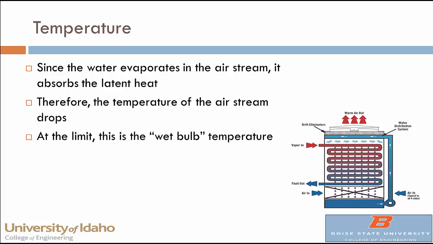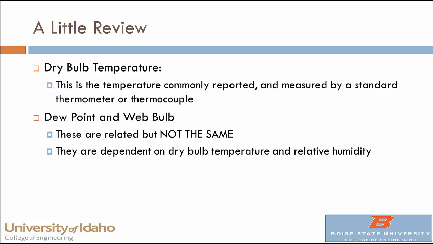So we can lower the temperature. If it's 90 degrees outside, by spraying water on it, we get a cooler environment. But there's a limit to that, and that's the wet bulb temperature. So I think it's worth taking a little time to review what that means.